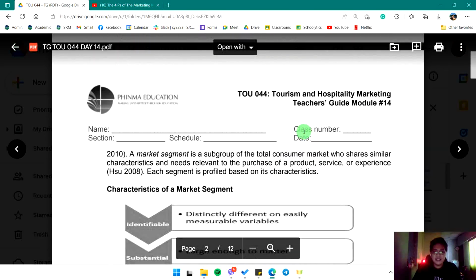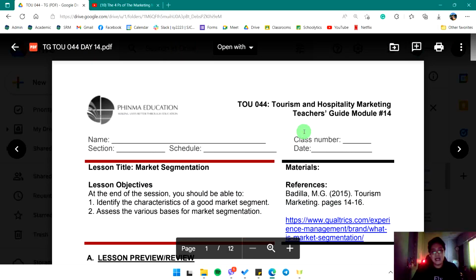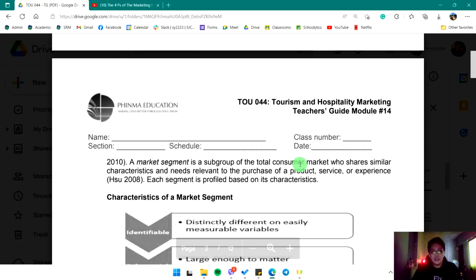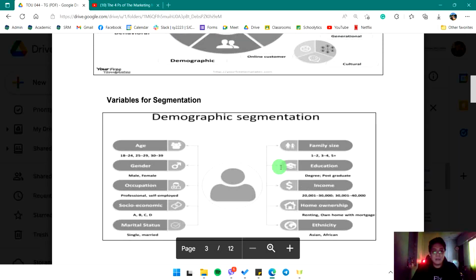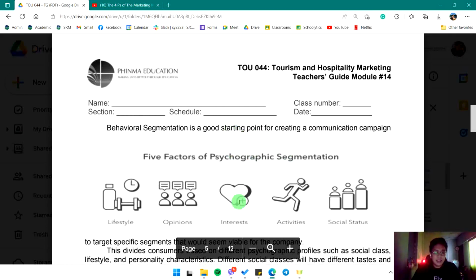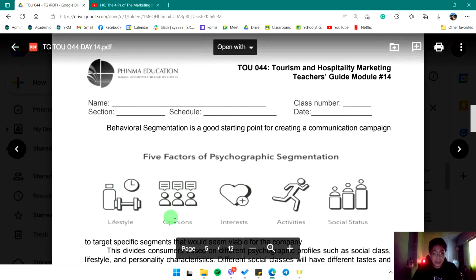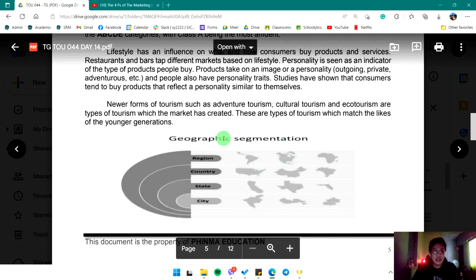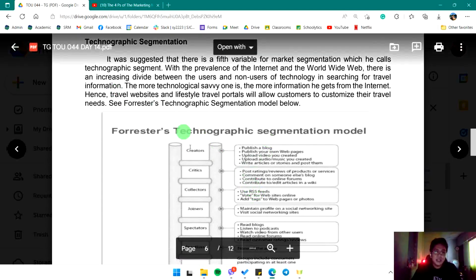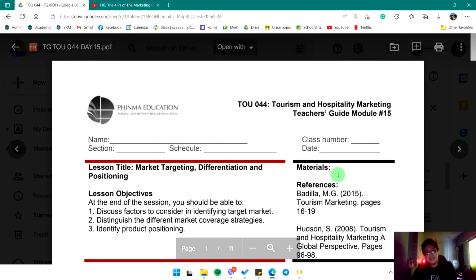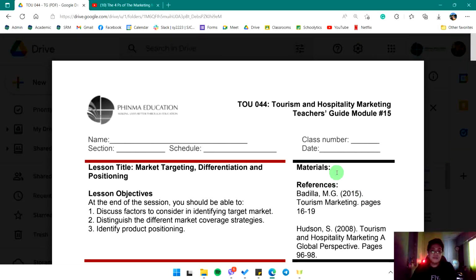And this is very essential if we will strategize our marketing strategy or when we make a marketing mix. It's important that we know the demographic profile of our market, their behavior, their interest and lifestyle, their opinions, their psychographic segments, where they live, geographic segmentation, and how they use technology nowadays. Next, we will have market targeting, differentiation, and positioning.